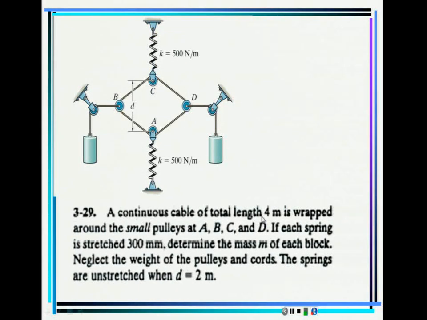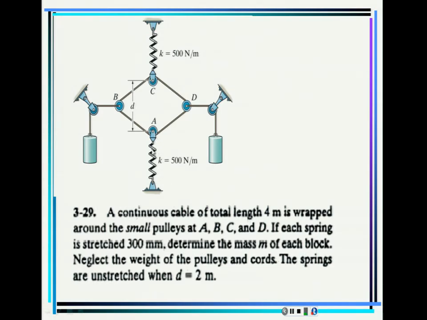So look at this other problem. You have several problems like this, and when you see that problem, it looks like something alien, something extraterrestrial, but it's not. It's something fairly easy to do if you put all the concepts together. A continuous cable of total length 4 meters is wrapped around the small pulleys. Once again, small pulleys means frictionless pulleys. That's why you have that word over there at A, B, C, and D. If each spring is stretched 300 millimeters, determine the mass of each block.